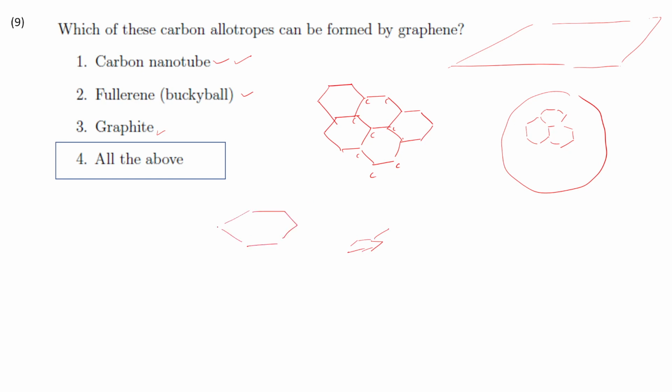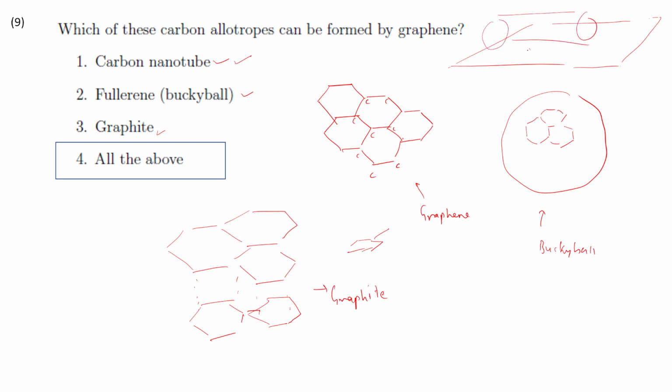So graphene is just one layer. Graphite is a stacking of all this. So this is one layer, and there would be some van der Waals force that will hold it to the next layers. So this is graphite, graphene, buckyball, and if you just roll this, you will get a carbon nanotube. So all of this can be formed by graphene.